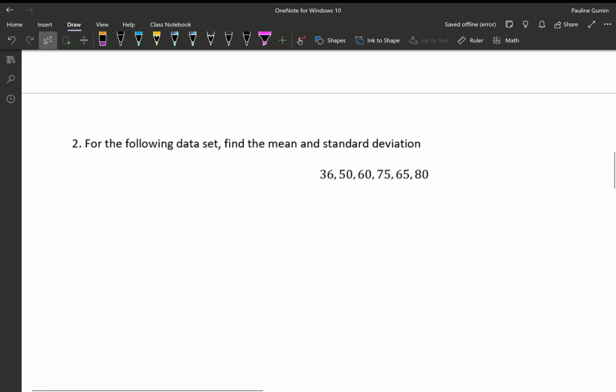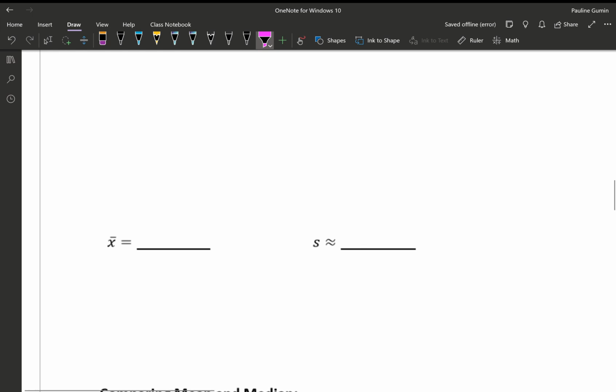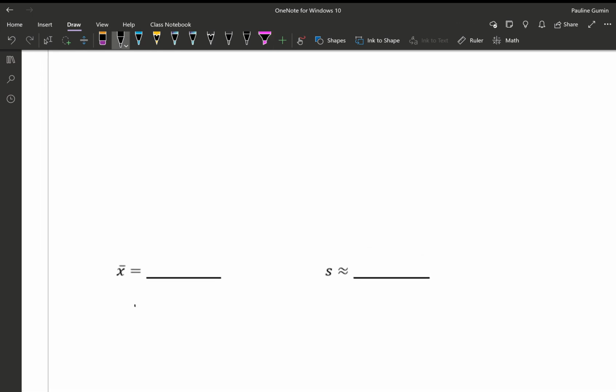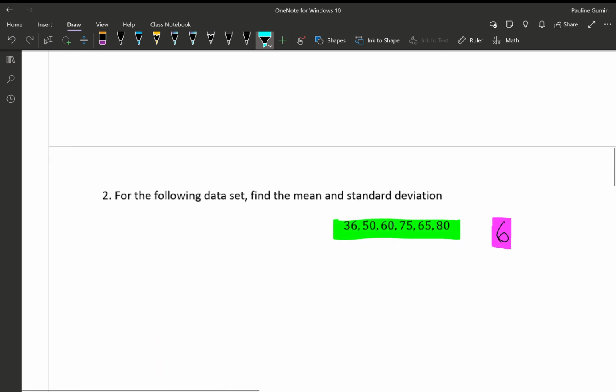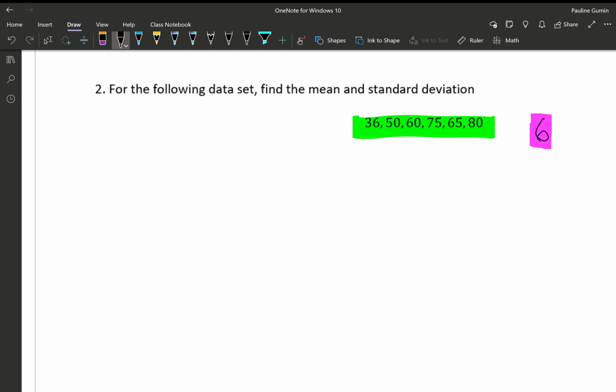Now, we have our data points. Perfect. How many data points do we have? 1, 2, 3, 4, 5, 6, 7, 8. No, 6. I don't know how I counted 8. That's crazy. Now we need to find our mean. Let's do it. We're going to add every single number up. So 36 plus 50 plus 60 plus 75 plus 65 plus 80. And I got 366. I divide that by 6, and we get 61. Now we have all of our pieces to do this very long standard deviation problem.